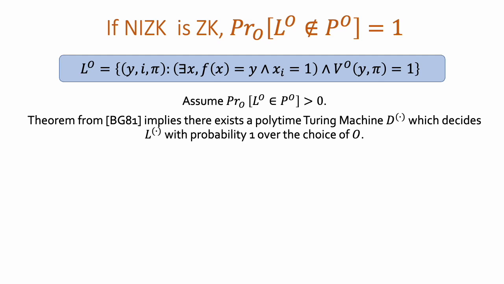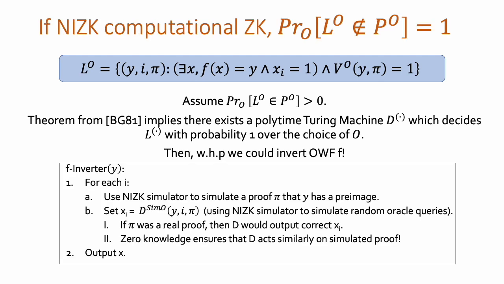Now we import a theorem from Bennett and Gill that says that if that indeed is the case, then there must exist some polynomial time Turing machine D which decides this language L with probability 1 over the choice of the random oracle. So it's an amplification result. Say such a decider exists. In that case, we can show that with probability negligibly close to 1, one can invert this one-way function f. So let's see how it works.